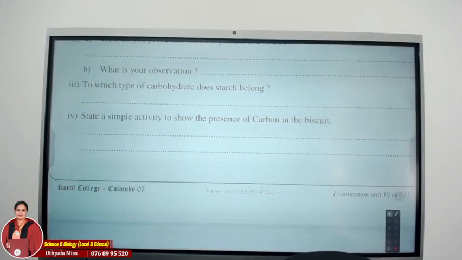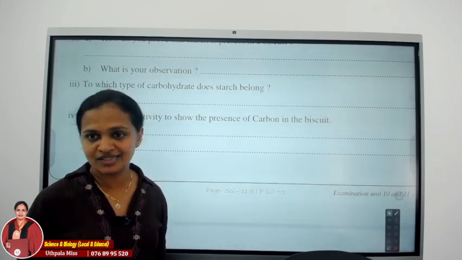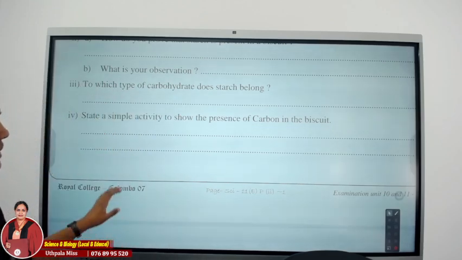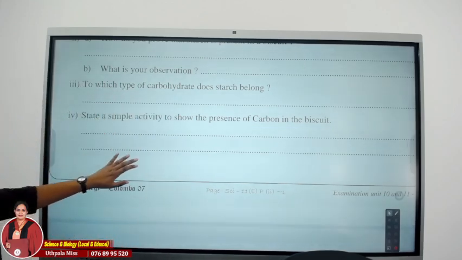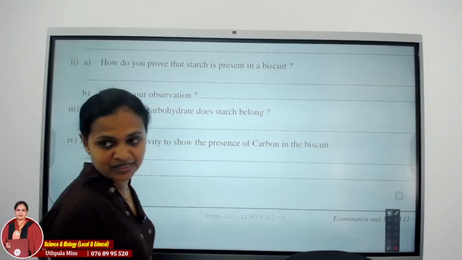To which type of carbohydrate does starch belong? Polysaccharide. Then state a simple activity to show the presence of carbon in a biscuit.